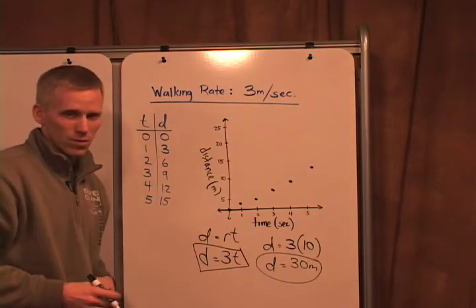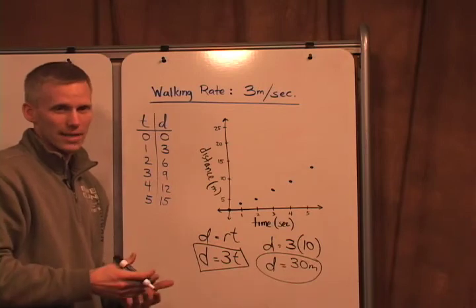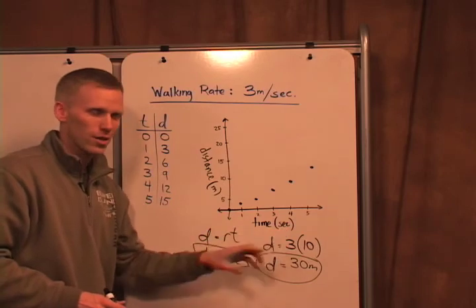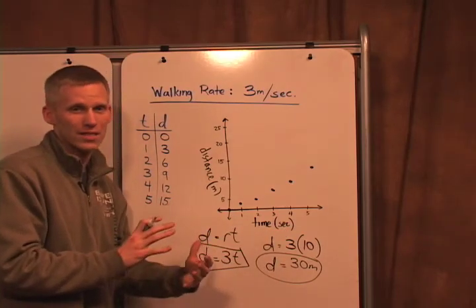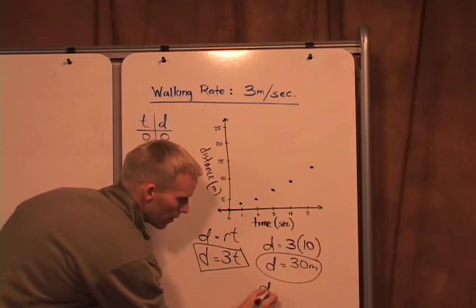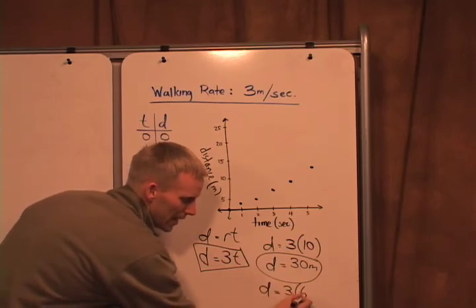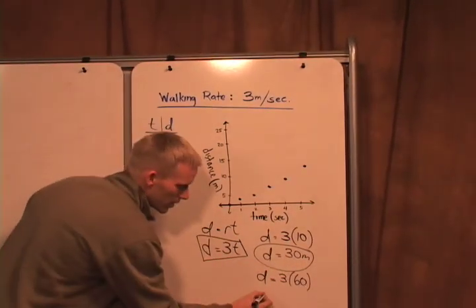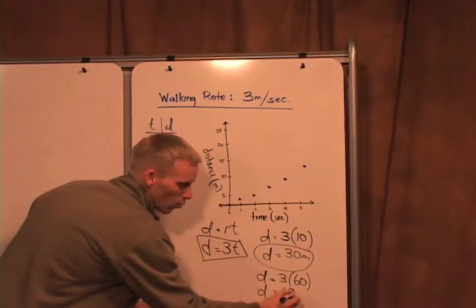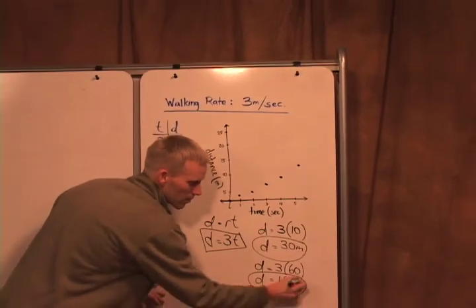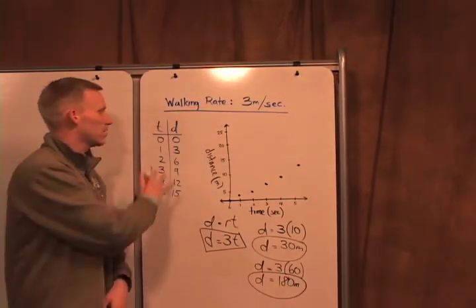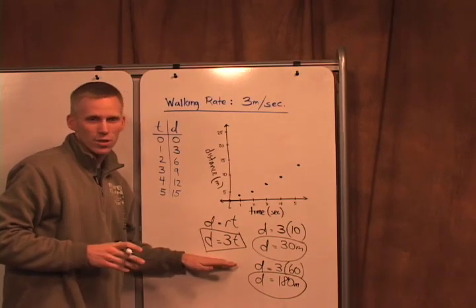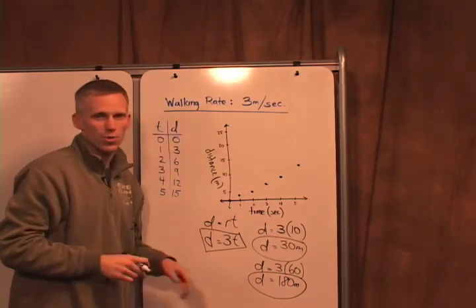One of the other questions I said was, how far would they be after a minute? Well, we're not going to put 1 in here because t is standing for seconds. So we have to do a little conversion, say that 1 minute is 60 seconds, and put that value in for t. 3 times 60 is going to give us a final answer of 180 meters. So we have for ourselves a nice linear table, a nice linear graph, and a nice linear function relating all to this 3 meters per second walking rate.